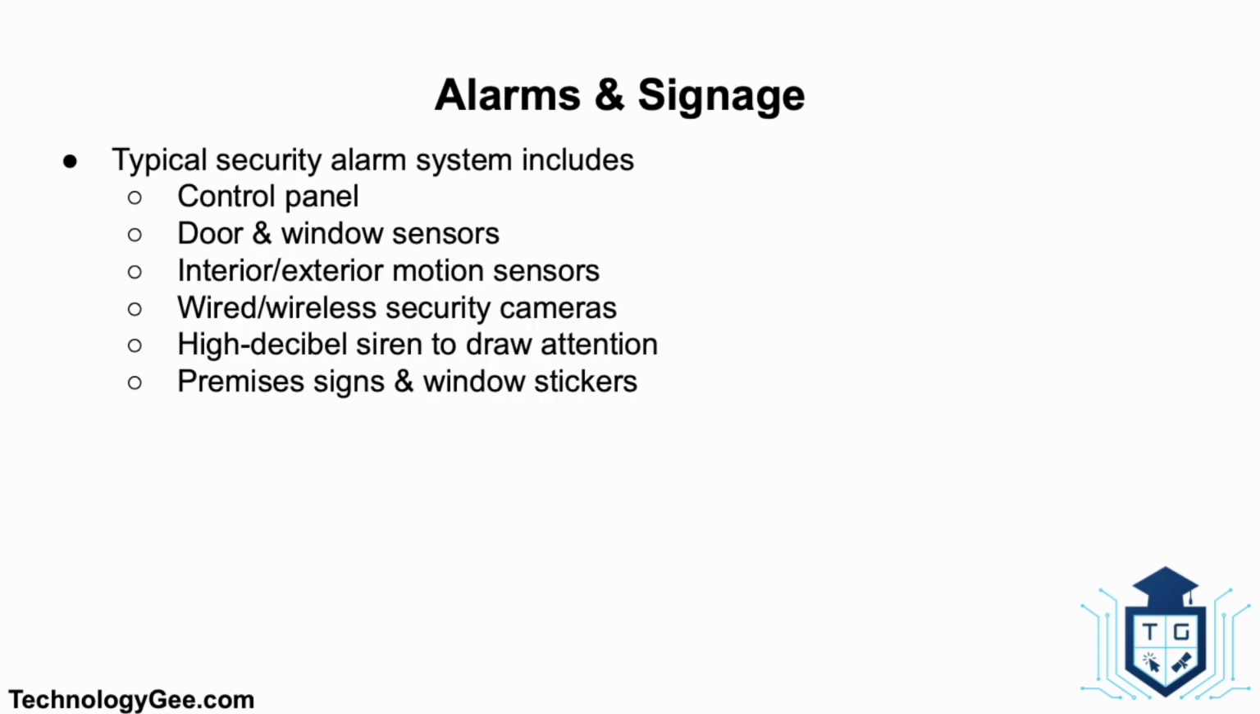And a typical security alarm system includes the following. It will have a control panel, which is the primary controller of a security system. It would have door and window sensors, motion sensors that are both interior and exterior, wired or wireless security cameras, a high decibel siren to draw attention, and a premises sign and window stickers to warn people that this area is being watched and/or secured.